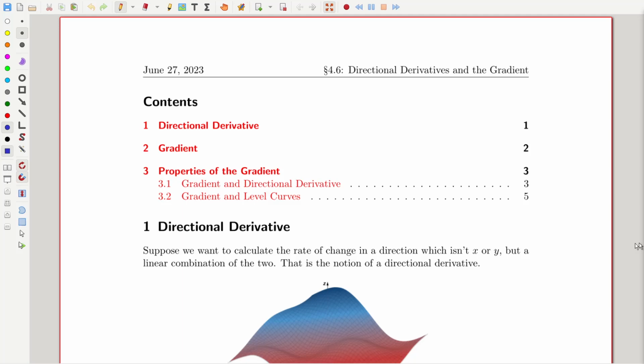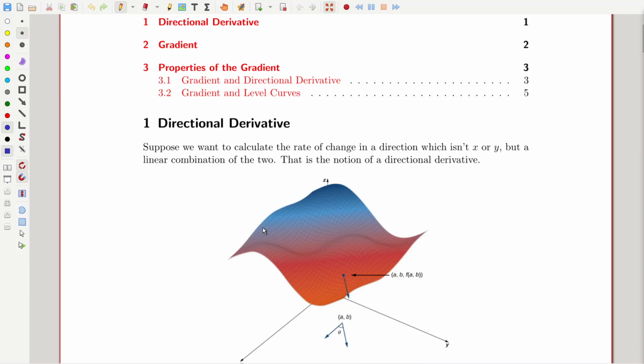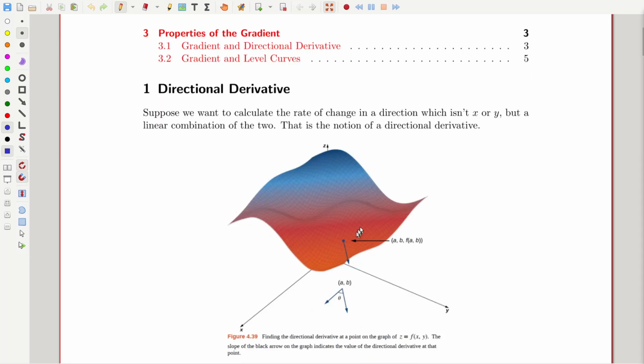Right. So directional derivatives and the gradient. The directional derivative answers the question that is rather natural to come up with. What you'll recall with partial derivatives is we talked about taking the derivative if we traveled in the x direction or if we traveled in the y direction.